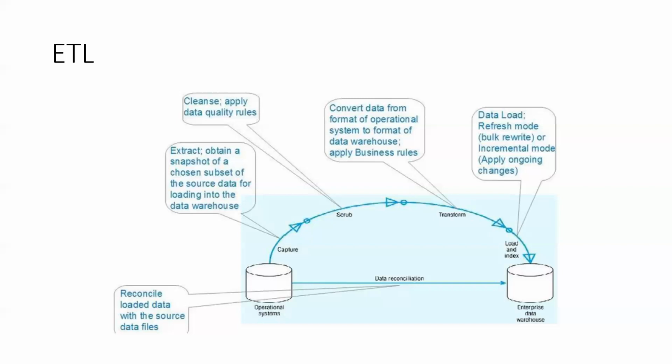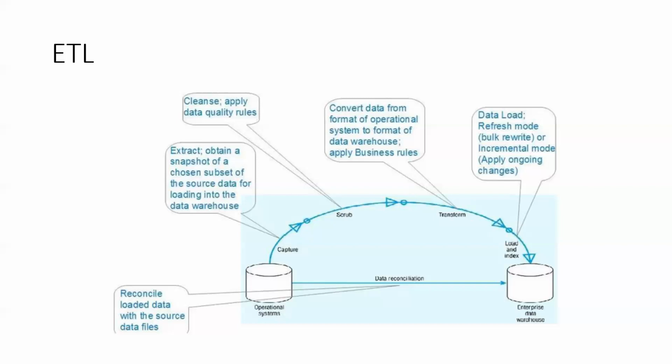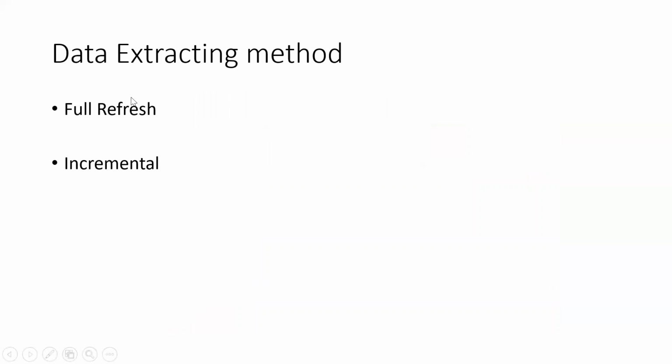Okay, let me go to the next slide. There are two kinds of methods while extracting data from the source system by the ETL tool. One is called full refresh, and one is called incremental refresh. So what is full refresh? Suppose in the source system we are receiving data, and in the target we are storing the same data. What kind of extract method can we use to extract the data from the source system? We can go ahead with full refresh.